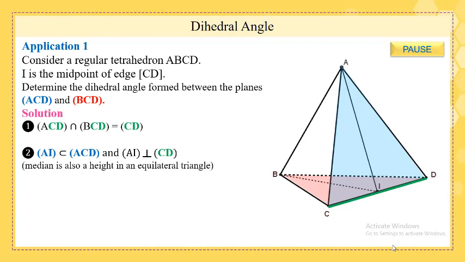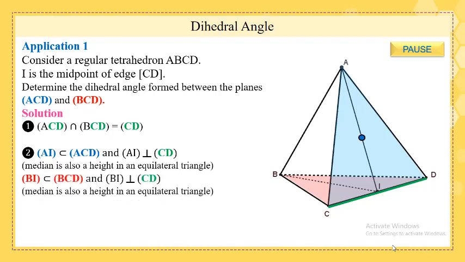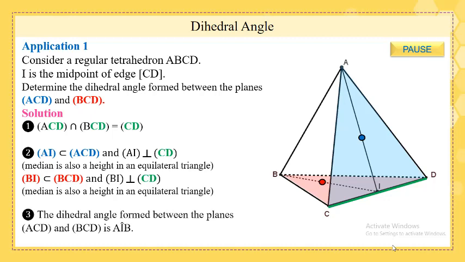As you can see, AI is a line contained in the first plane ACD that is perpendicular to the line of intersection CD, since the median is also a height in an equilateral triangle. Similarly, BI is a line contained in the second plane BCD that is also perpendicular to the line of intersection CD at the same point I and for the same reason. Thus, the dihedral angle formed between the two planes ACD and BCD is the angle AIB.